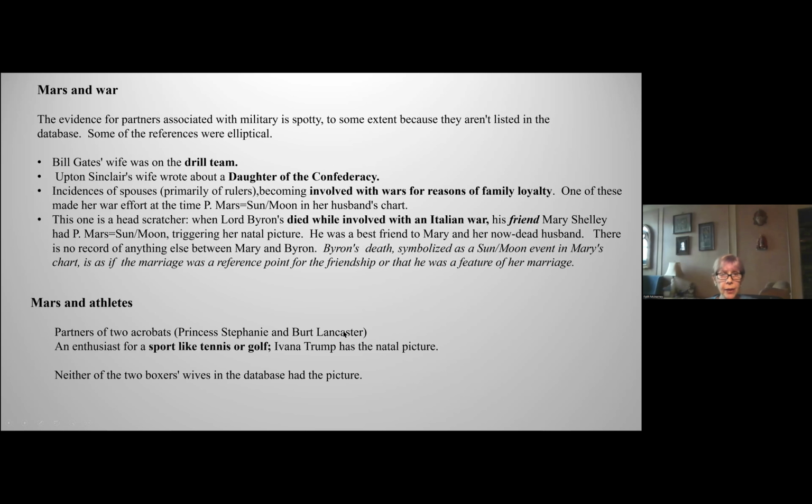I think he might have married another acrobat. And here's somebody, this is an example of when people marry enthusiasts for a sport like tennis or golf. Ivana Trump, for example, had the natal picture. She married a golf enthusiast. There were two boxers' wives in the database, and neither of them had the natal picture.